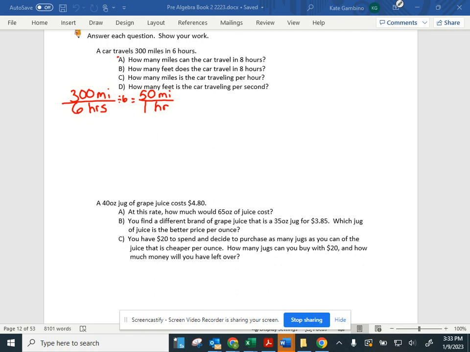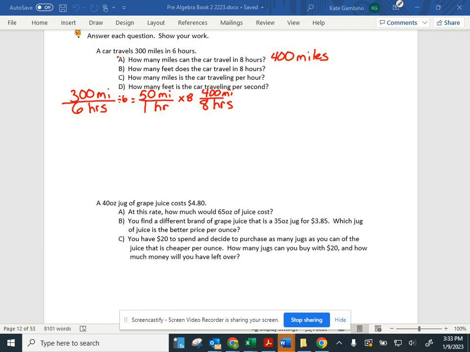So it can go 50 miles in 1 hour. So our question is, how many miles can the car travel in 8 hours? So now I'm going to bring that 50 miles every hour, and I'm going to multiply it by the 8 because I want 8 hours. So 50 times 8 gives me 400 miles in 8 hours. So that is my answer to A, 400 miles in those 8 hours.